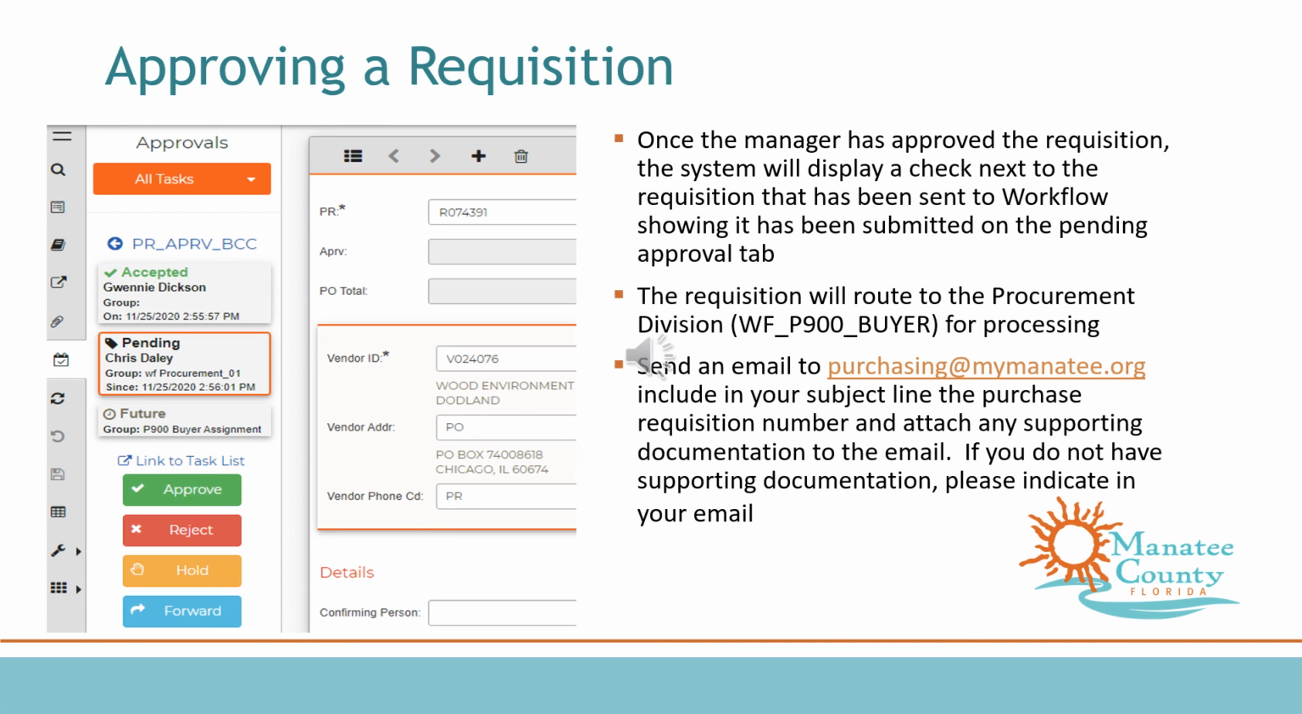Once a manager has approved the requisition, the system will display a check next to the requisition that has been sent to workflow, showing it has been submitted on the Pending Approval tab. The requisition will route to the Procurement Division due to it being a P900 for processing. Send an email to purchasing@mymanatee.org, include in your subject line the purchase requisition number and attach any supporting documentation to the email. If you do not have supporting documentation, please indicate that in your email.